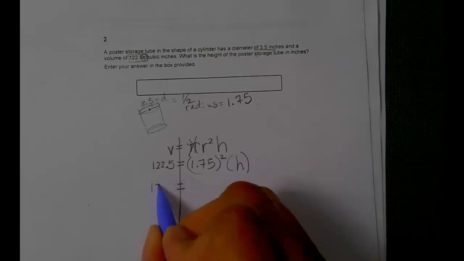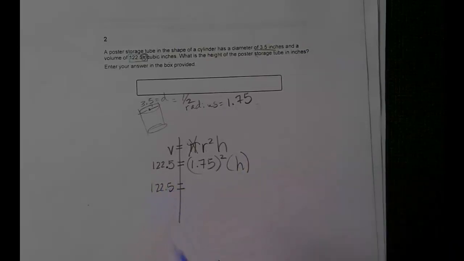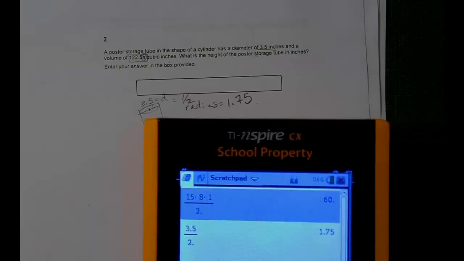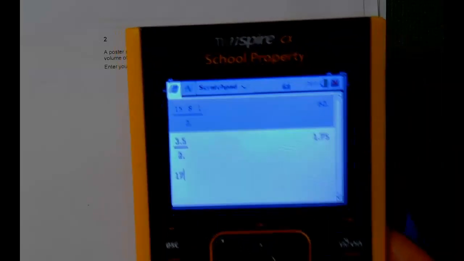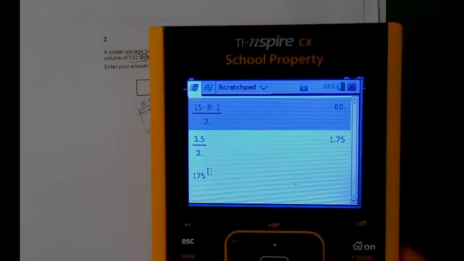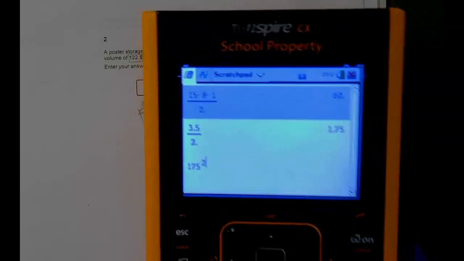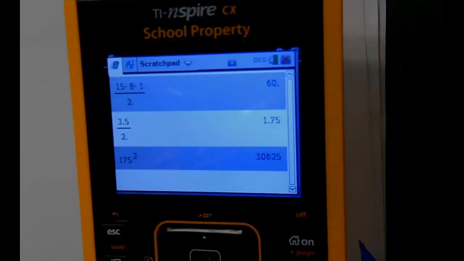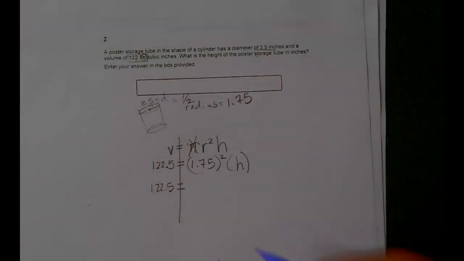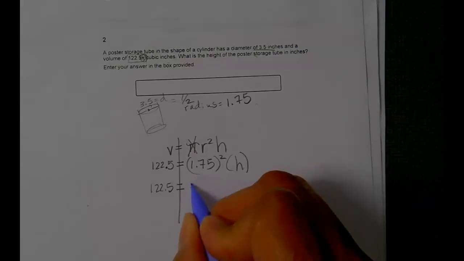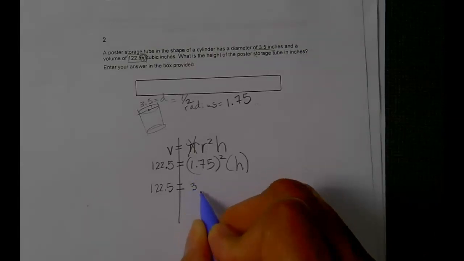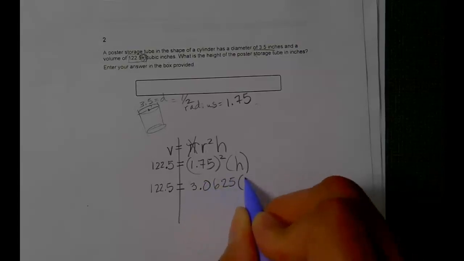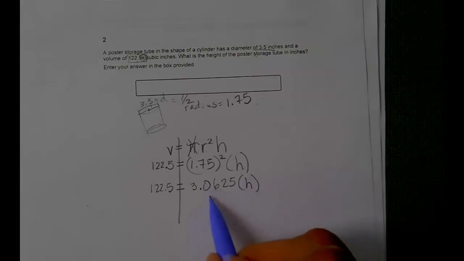So I'm going to rewrite 122.5, put 175 in my calculator, 175 squared. It's 30625 with the decimal, so that is 3.0625 times height, because now we're looking for height.